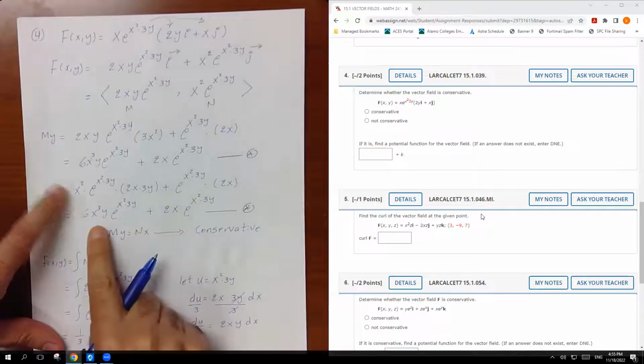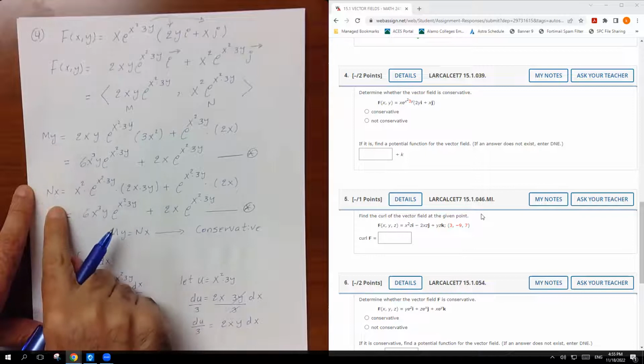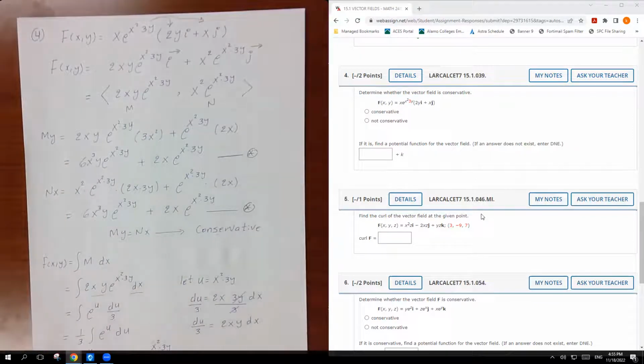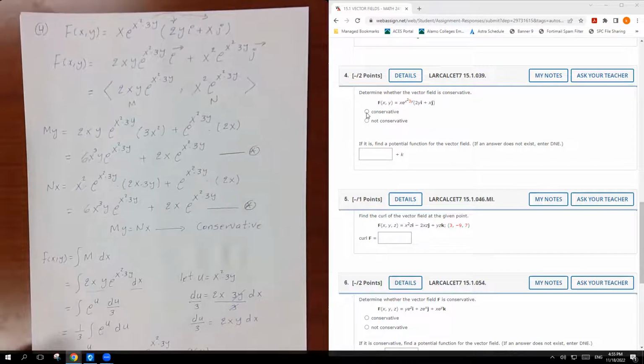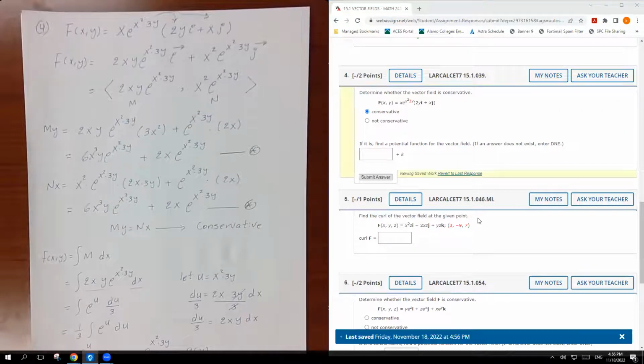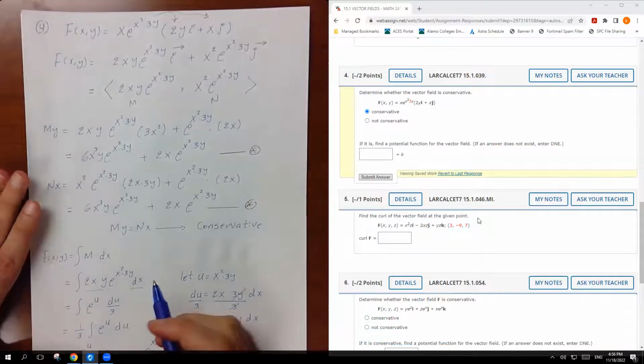Now, if you look, m sub y equals n sub x, that means this is conservative. So I'm going to choose this option. Now, if it's conservative, I need to find the potential function. Now, let's check the potential function.